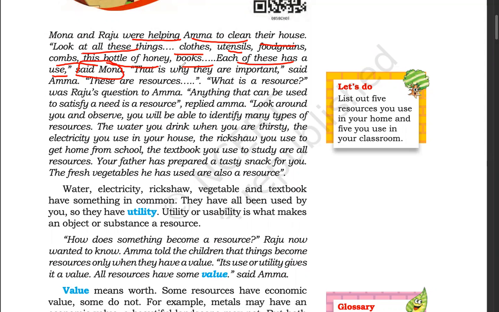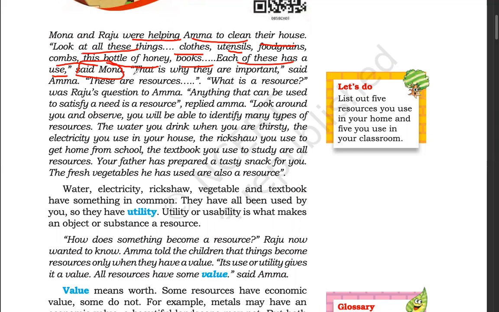She is saying that look at all these things, they are around us only. So we have clothes we wear, right? We have utensils in which we eat food, food grains that we eat, combs used for combing our hair, bottles of honey. Yes, we have books through which we are reading. So each of these has a use.